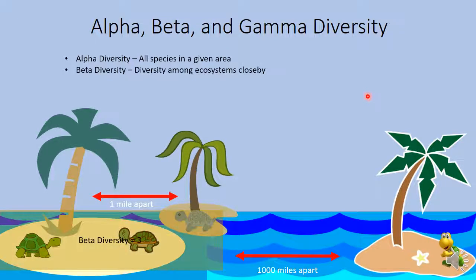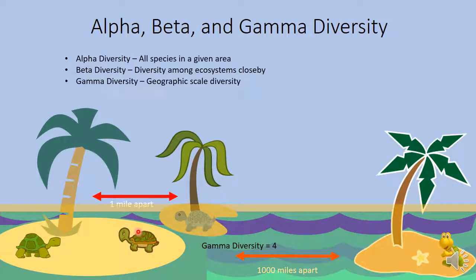Beta diversity is how many are there between nearby ecosystems, right? So beta diversity here, we've got island 1 and island 2. We'll do beta diversity there. So there's 3 different species of turtles. But this 1,000 miles apart island over here that's got this funky looking turtle on it compared to these turtles, it's not close enough for beta diversity to really be a thing. And so to include it, we use what's called gamma diversity.